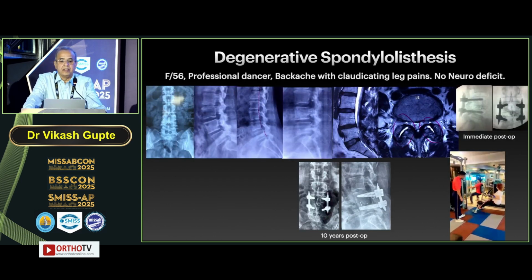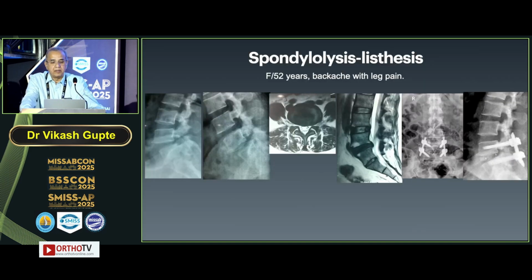So commonest is degenerative spondylolisthesis with instability. That is the most common thing. Done properly, it gives consistent results. Good fusion at 10 years post-op, and the patient is doing gym activity. Same thing happens with spondylolytic listhesis. Done properly, it gives a good result.